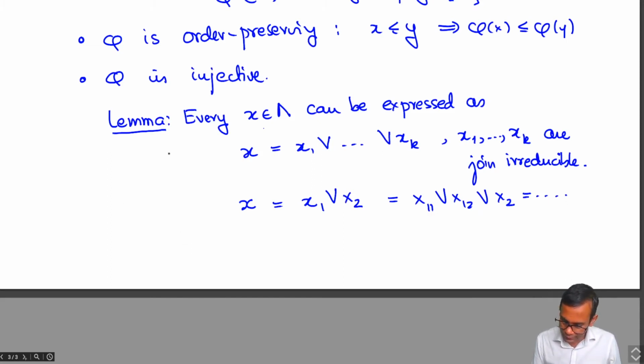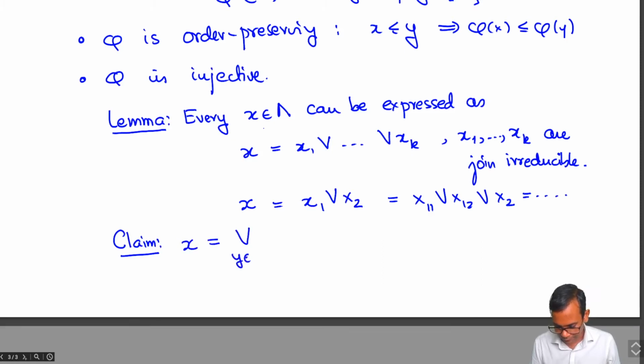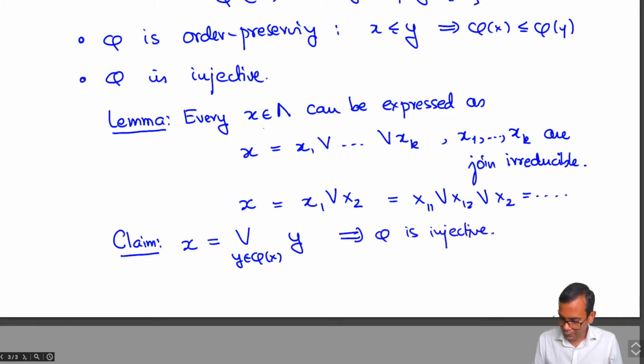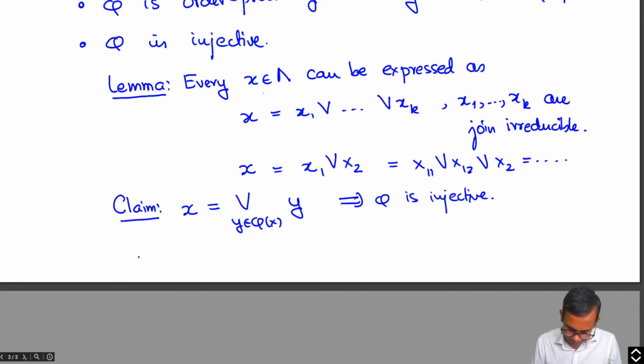Now this will let us recover x from phi x. The key to recovering x from phi x is to just take the join of all the elements of phi x. And this will imply that phi is injective, because I have shown you how to recover x from phi x. So let's just prove this. Let's start with the right hand side.